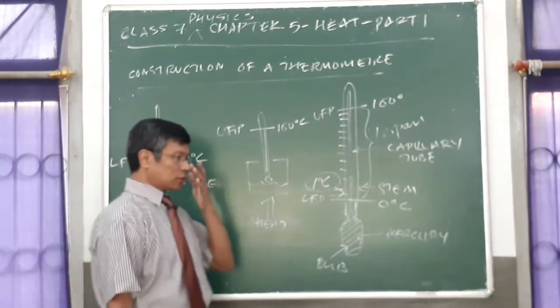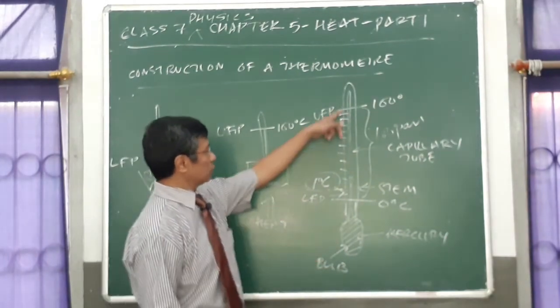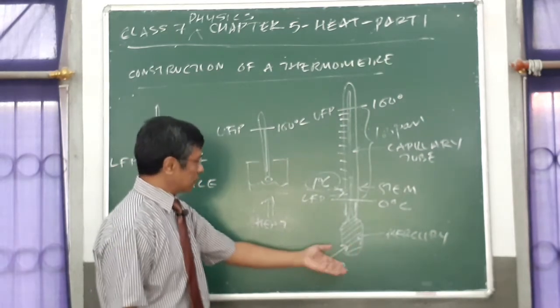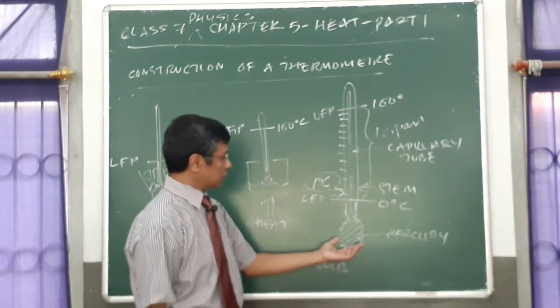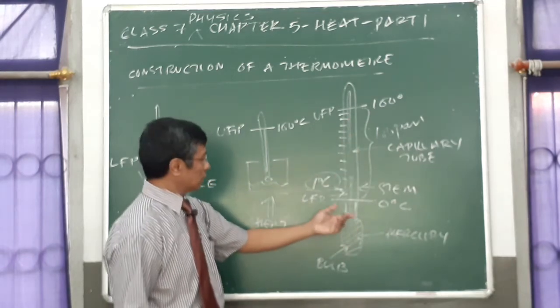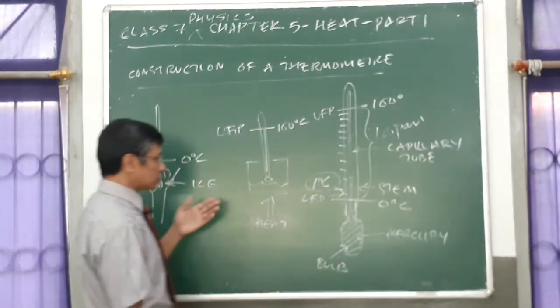So, this is how we construct a thermometer. We have a glass bulb extended into a stem through which there is a capillary tube, and we fill the bulb with mercury. When we heat the mercury in the bulb, the mercury level rises, and when you cool it, it falls. Now, we need to calibrate this one.